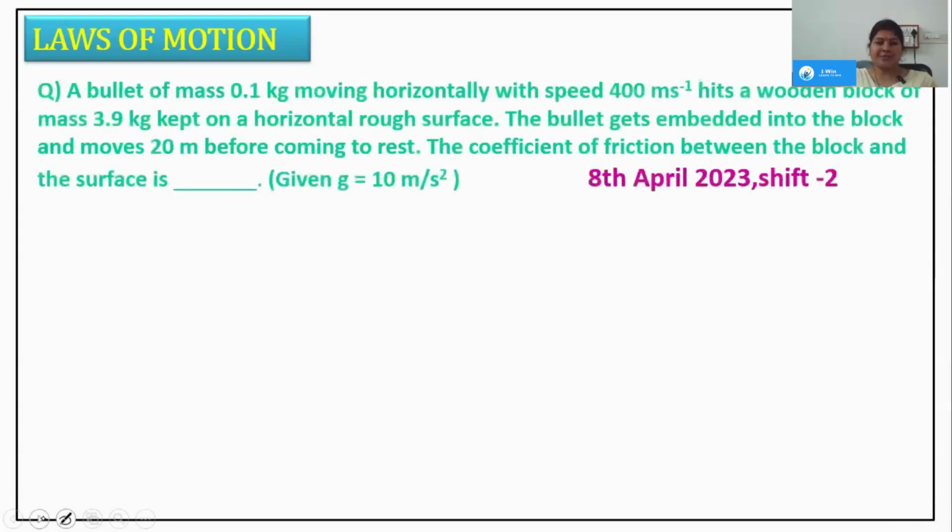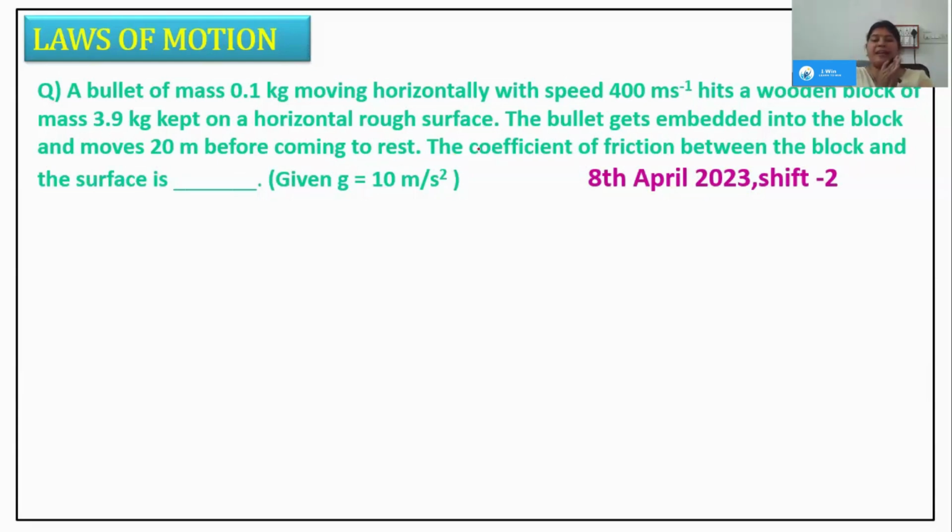The question is this one: a bullet of mass 0.1 kg moving horizontally with a speed of 400 meters per second hits a wooden block of mass 3.9 kg kept on a horizontal rough surface. The bullet gets embedded into the block and moves 20 meters before coming to rest. The coefficient of friction between the block and the surface is.